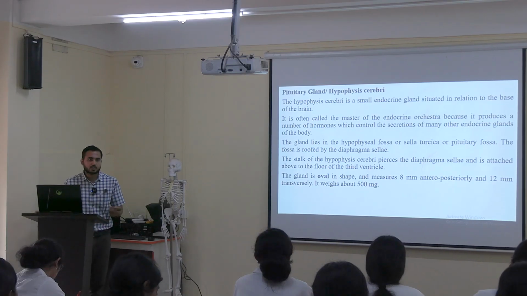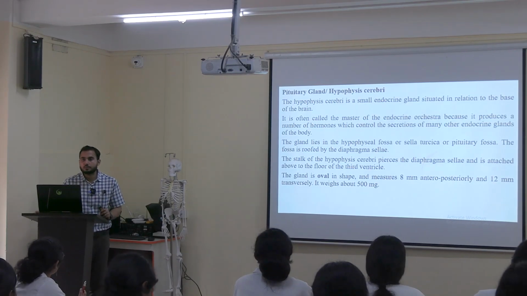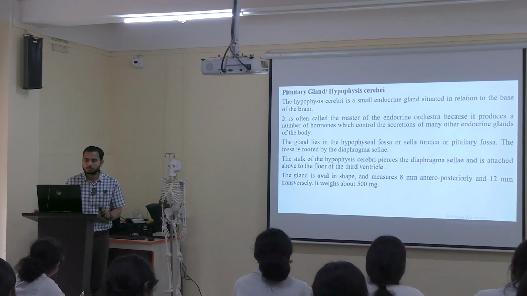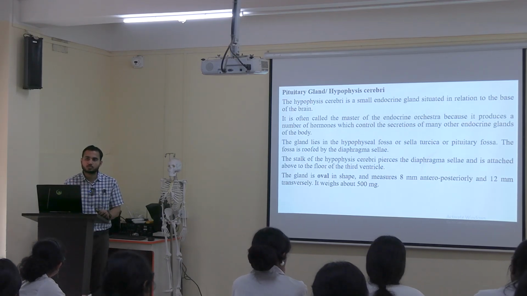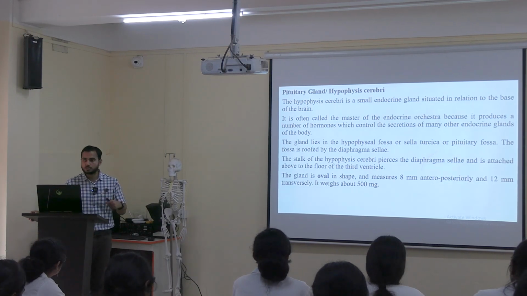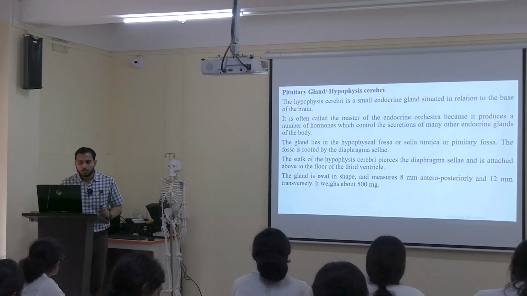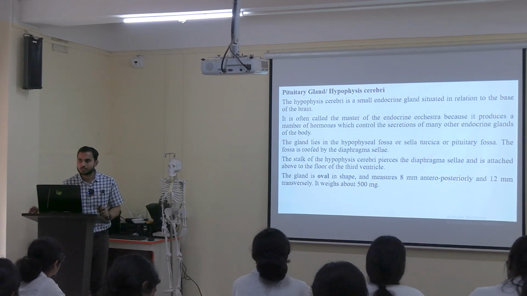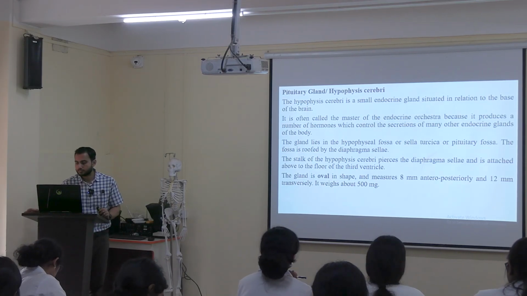Now where is it situated? It is situated in relation to the base of the brain. Okay, I am using this particular term because we have not started with the neuro. Next, it is often also called the master of all glands because its secretion is controlling the secretions of other endocrine glands of our body.